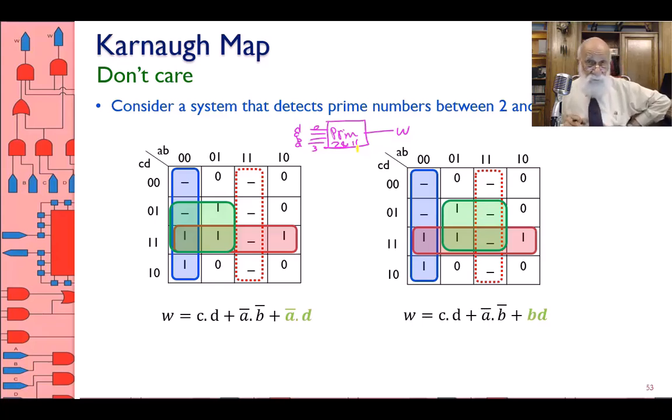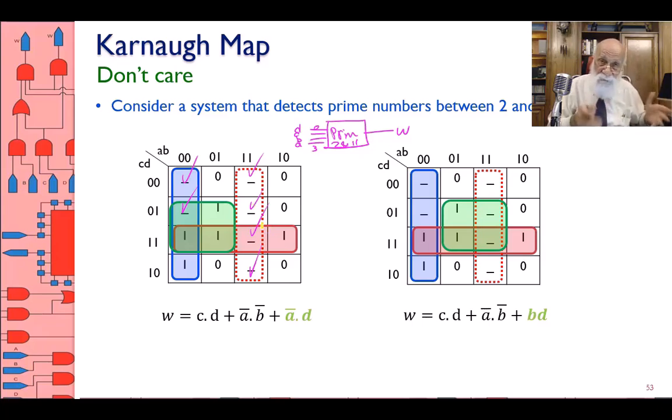So let's do the Karnaugh map. I'm going to do the Karnaugh map on the left side, prime numbers between 2 and 11. So as soon as I say that, 0, 1, these are don't care. 11 is good, 12 is don't care. 12, 13, 14, 15, these are don't care. Okay?